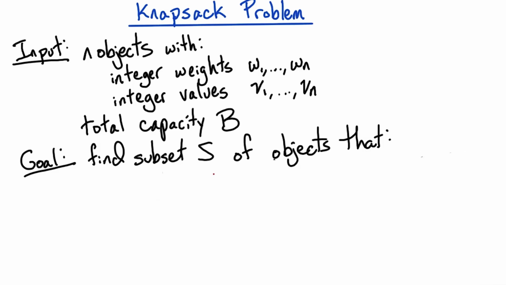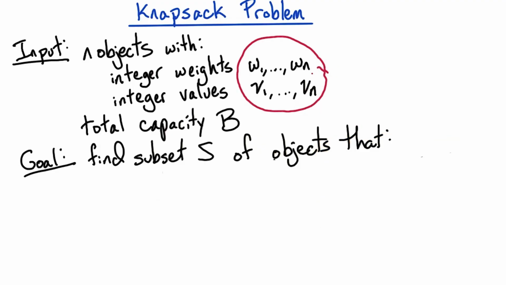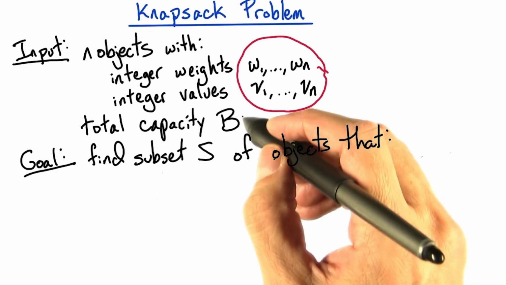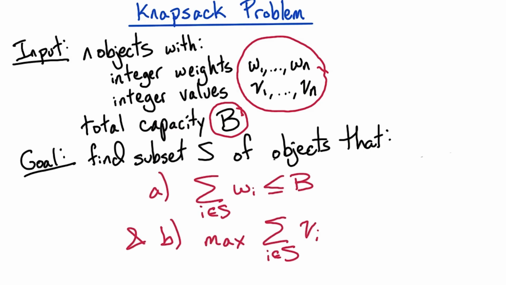Let's summarize the problem one more time just to make sure everybody understands. We're given as input the weights W1 through Wn, the values V1 through Vn, and the total capacity, capital B. Our goal is to find a subset of objects, a subset of 1 through n, where that subset fits in the backpack. So the chosen subset has total weight at most capital B, and the subset we chose has maximum total value.